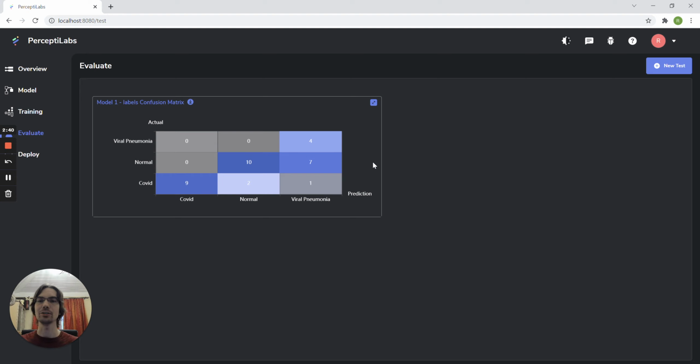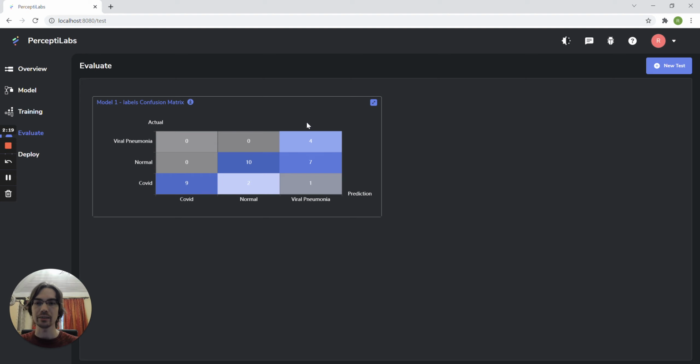So when do you want to use precision and recall? Recall is really important if you want to make sure that you get every single case of something. If viral pneumonia is really bad and you need to know when someone has it, you never want to classify it as normal or as COVID. You want recall of 100%.